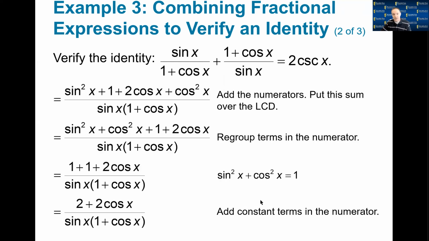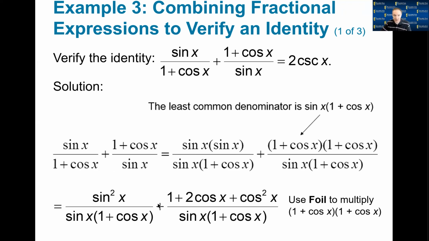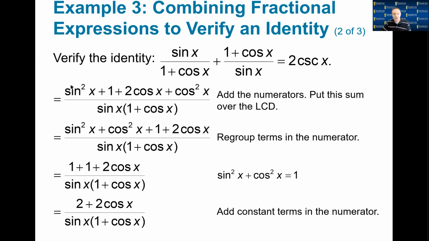Now, I'll finish this on the next, well, maybe not finish on the next slide, but I'll continue it on the next slide. The only thing I've done from the bottom step on the previous page to the next page is I just said, once I get that common denominator, combine your numerator. So I have sine squared plus 1 plus 2 cosine x plus cosine squared.